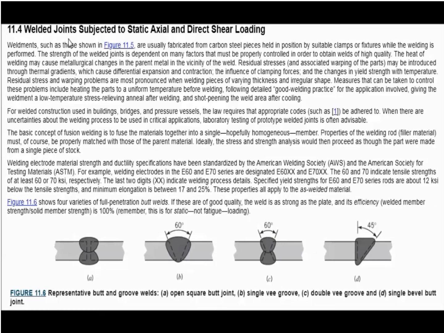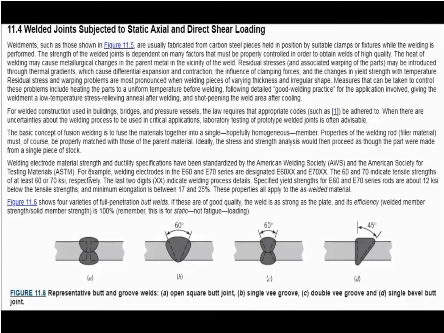This is for welded joints subjected to static, axial, and direct shear loading. There's a lot of good information in these first three paragraphs here that you should read through, but where we want to concentrate, let's take a look down at the fourth paragraph here. So in the fourth paragraph, it says that welding electrode material strength and ductility specifications have been standardized by the American Welding Society, AWS, and the American Society for Testing Materials, ASTM. So we've heard of both of those societies before.